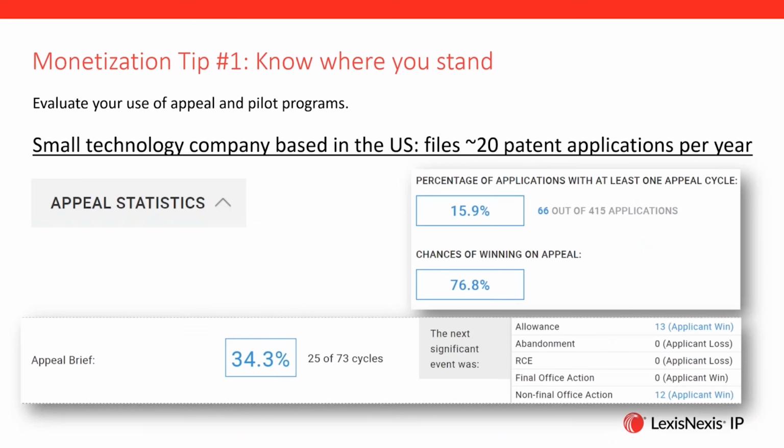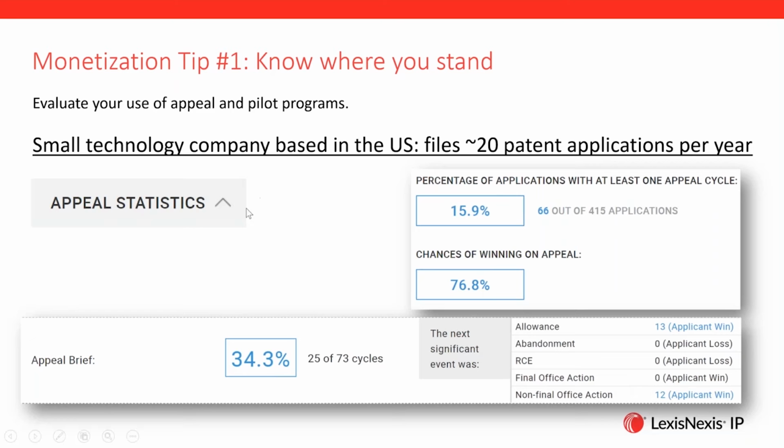Going a little bit deeper, there's two areas where I think self-evaluation is crucial, and those are use of appeal and pilot programs. Everybody looks at these statistics for examiners. In fact, I'd say appeal statistics are the number one thing that people look at when they think of examiner statistics. They're trying to understand whether it makes sense to appeal this examiner or not, whether other people have appealed this examiner and on what issue. These examiner statistics are incredibly useful for that. But look at these statistics for your own law firm and company as well. How effectively are you using these programs?